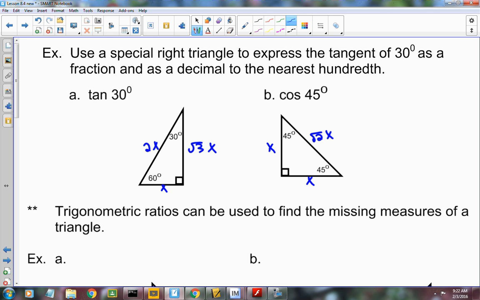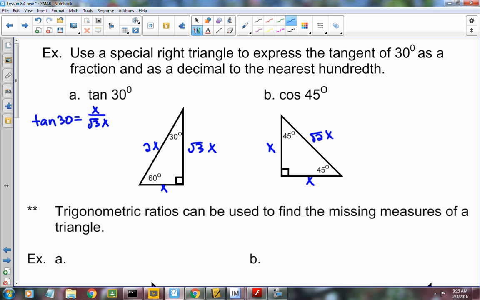What's the thing? SOHCAHTOA, TOA. What's the TOA part? Opposite over adjacent, right? So the tangent of 30 is my opposite x over my adjacent, which is radical 3 over x. But I have to reduce that, okay?